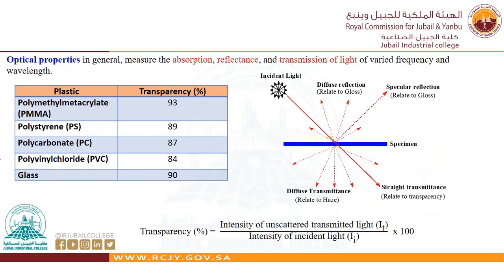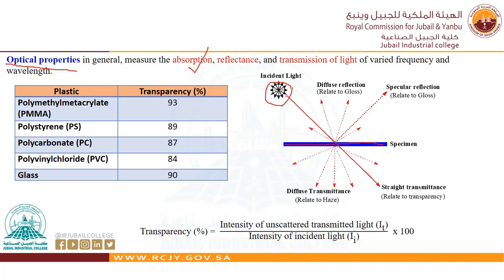Now, since we are talking about transparency, let me just introduce you to optical properties. That is the optical properties of the polymer, which are measured in terms of light absorption, reflectance, and transmission of light. So basically, when you have light here, this is your polymer sample.